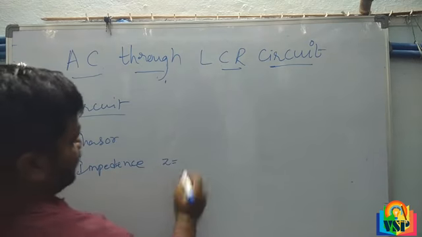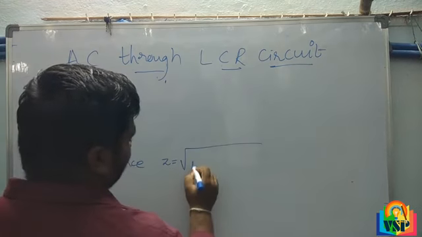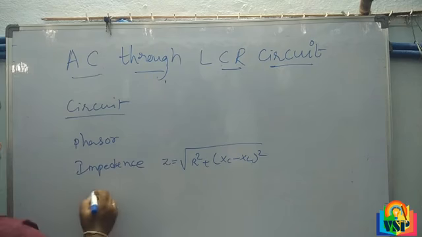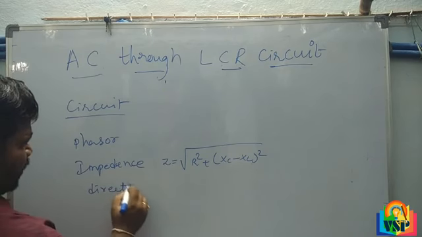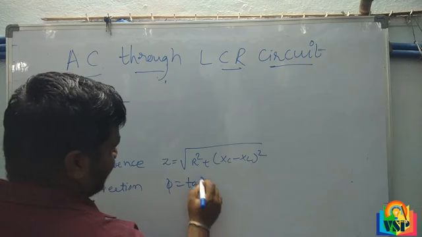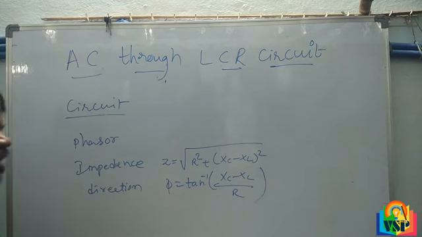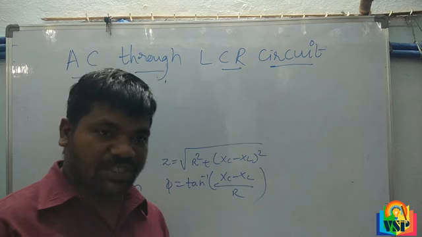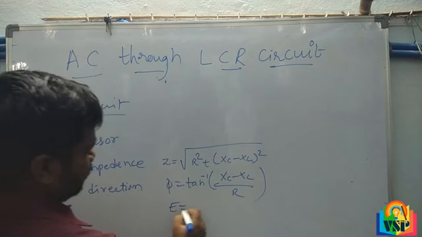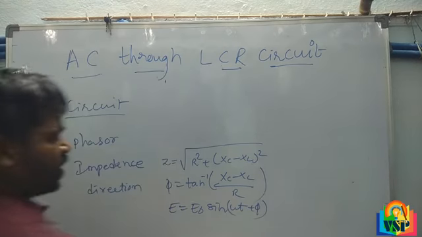What is impedance? Impedance is a resistance which is developed in LCR series circuit. So what is the formula? Root of R square plus XC minus XL whole square. Okay, next direction. So what is the direction? Phi is equal to tan inverse of XC minus XL by R. Understand, this is the derivation. Okay, coming to cases. So finally we have to get E is equal to E naught sin omega t plus phi. Okay, phasor angle.